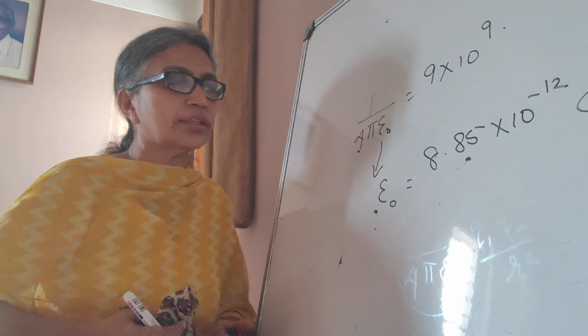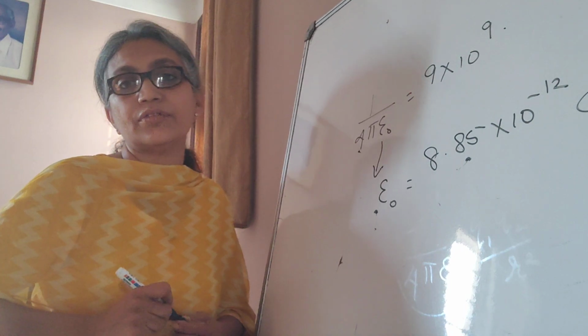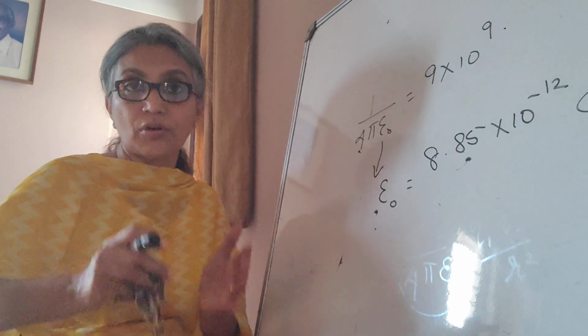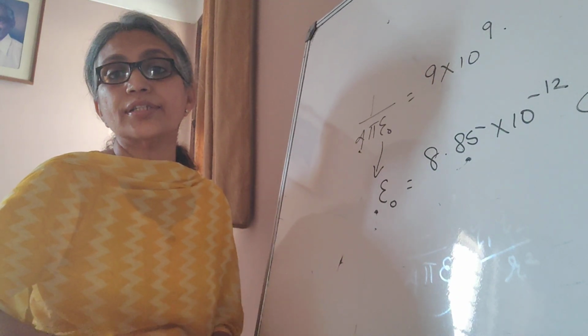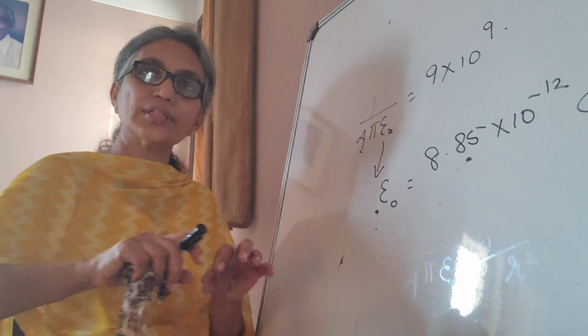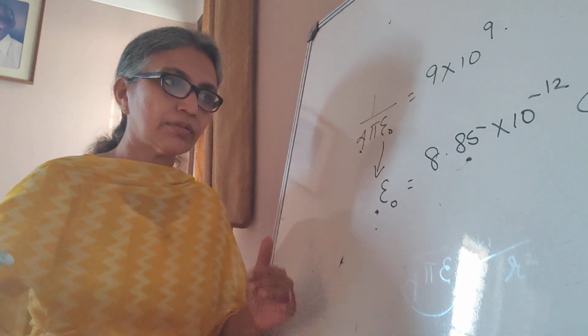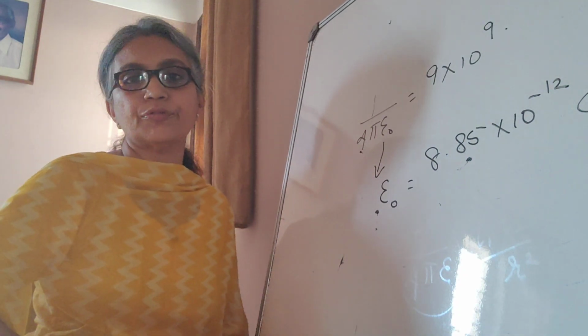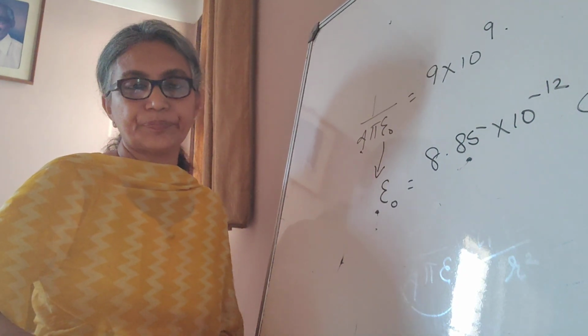So you clearly now understand why Coulomb's law is called the inverse square law, because it is directly proportional to the product of the two charges, but is inversely proportional to the square of the distance between them. So that means if the two charges are taken far apart, then the force will go on decreasing. If you bring them closer, the force between them will go on increasing.